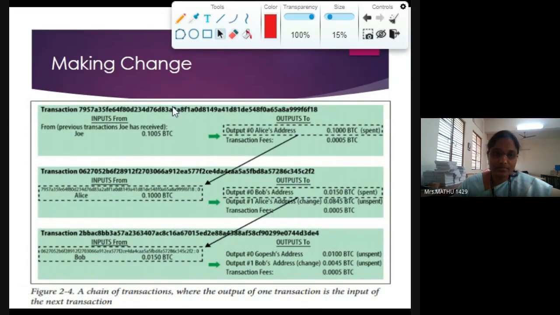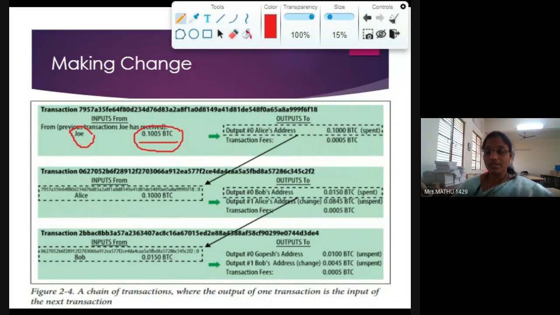So here some little explanation is given. Joe is a person who has received 0.1005 Bitcoins in his previous transaction. He has received it from someone else. After receiving it, Joe is now giving to Alice. He has Alice's address, so this 0.1005 Bitcoin is sent to Alice's address as output.